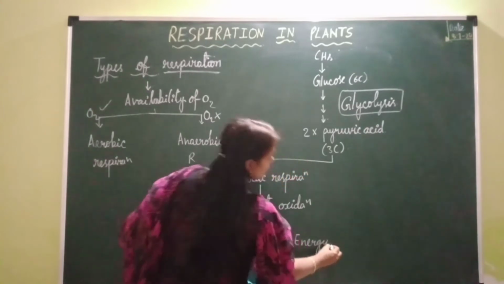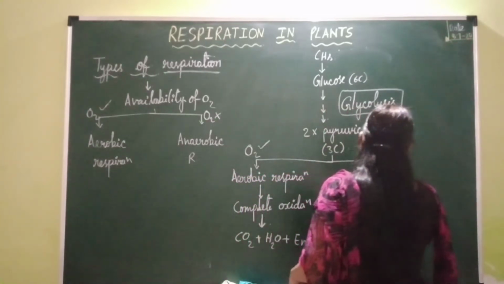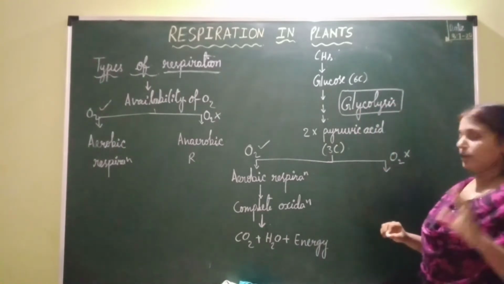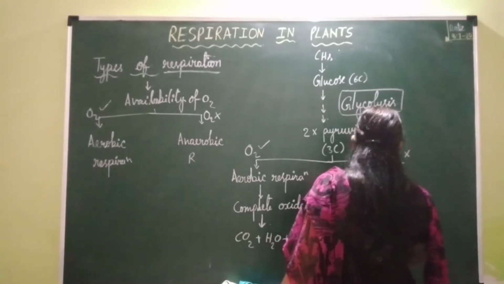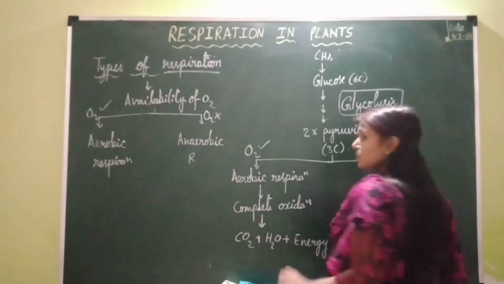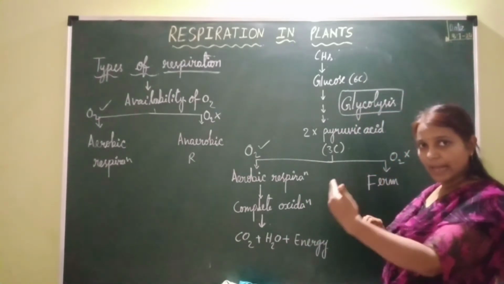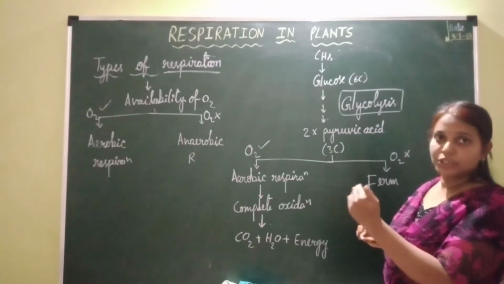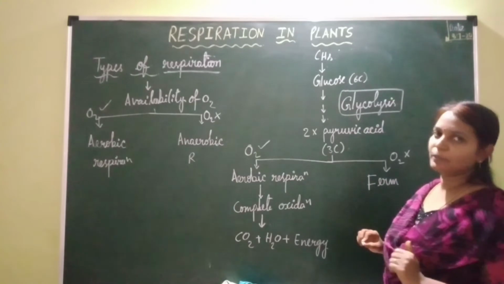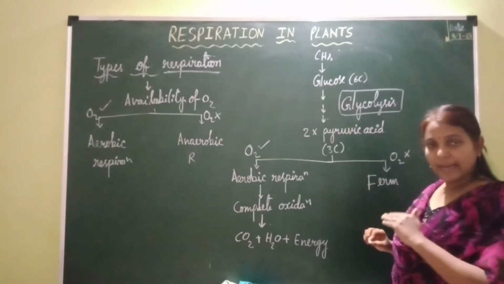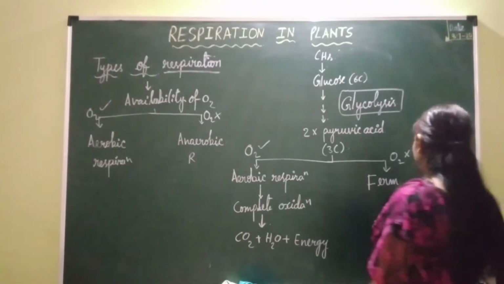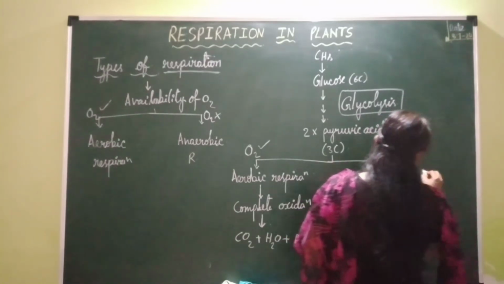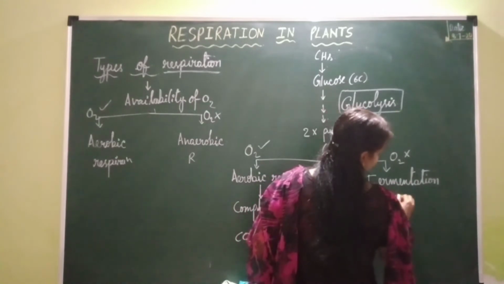If oxygen is not available inside the cell, then what happens? These two molecules of pyruvic acid enter into fermentation. Through this fermentation, pyruvic acid undergoes partial oxidation into either alcohol or lactic acid. If it undergoes partial oxidation into alcohol, that is called alcoholic fermentation. If it is forming lactic acid, that is called lactic acid fermentation. So fermentation is nothing but anaerobic respiration.